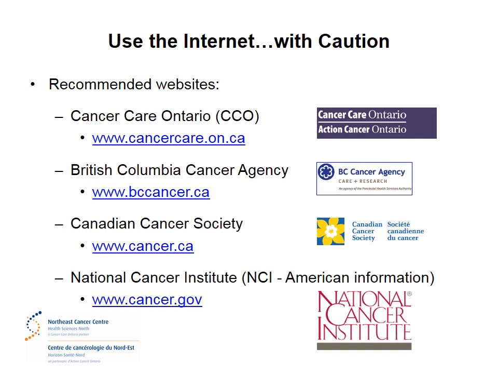One last piece of advice is for patients to use the internet with caution. There are a lot of websites that provide information that may not be accurate. The following websites are recommended to research your type of cancer and treatment: Cancer Care Ontario, British Columbia Cancer Agency, Canadian Cancer Society, and the National Cancer Institute.